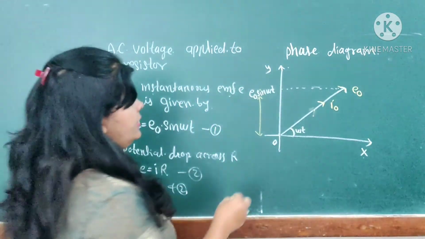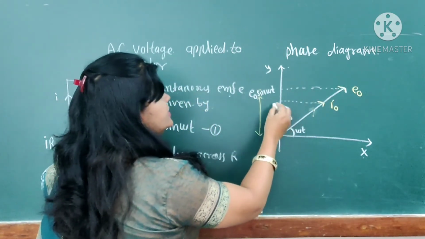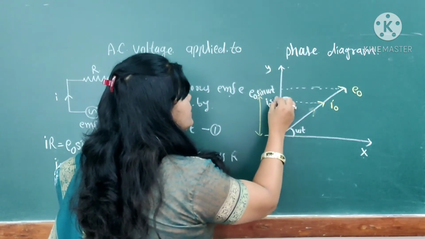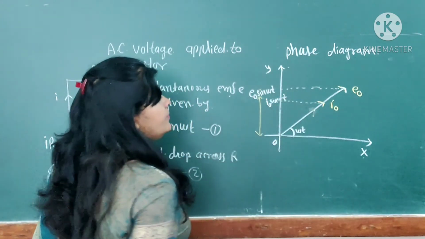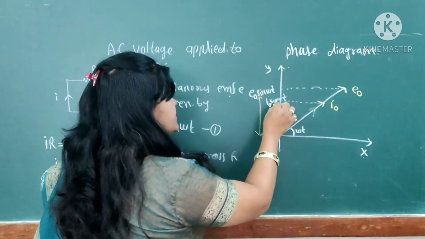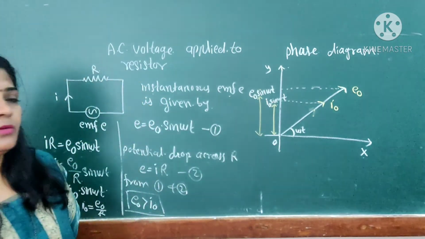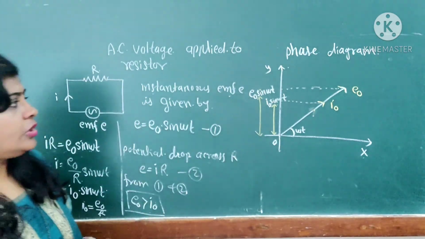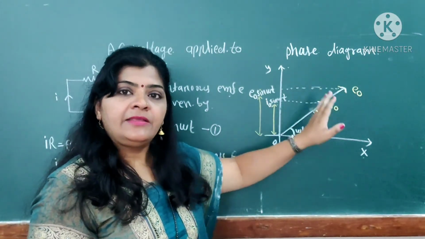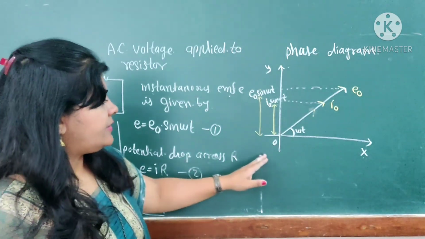Next, if I take the projection on the y-axis, because it is a sine function, definitely I will get I naught into sin omega t. And this represents the instantaneous value of the current up to this point. This is the way we draw the phase diagram of the instantaneous EMF and the instantaneous current at the point on this phase diagram.